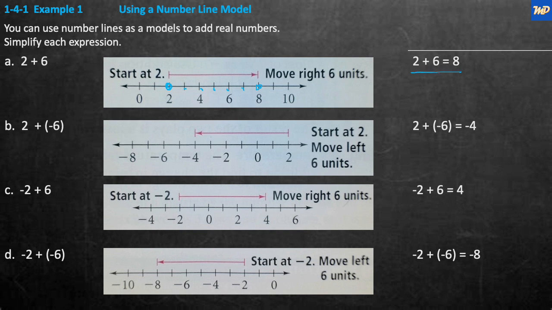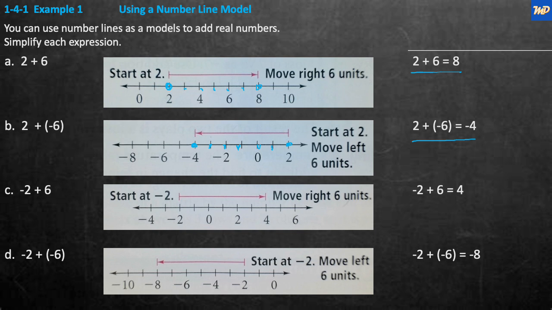How about B? 2 plus negative 6. So we're going to start at 2 right here, and we're going to add negative 6. So adding negative 6 means moving to the left 6. 1, 2, 3, 4, 5, 6. We're at negative 4. And 2 plus negative 6 is equal to, excuse me, negative 4.